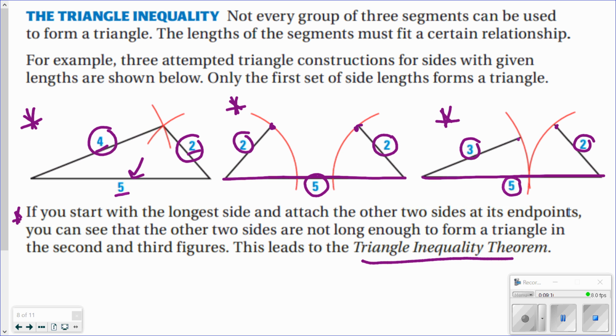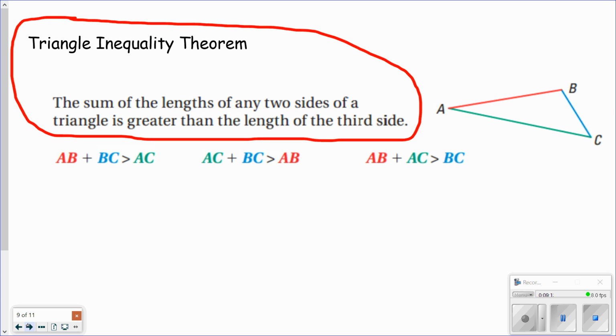This leads to the triangle inequality theorem. The sum of the lengths of any 2 sides of a triangle is greater than the length of the third side. So what that means is, the sum of the 2 smaller sides has to be larger than the largest side. So in this example, BA plus BC has to be greater than AC. AC plus BC has to be larger than AB, and AB plus AC has to be larger than BC.